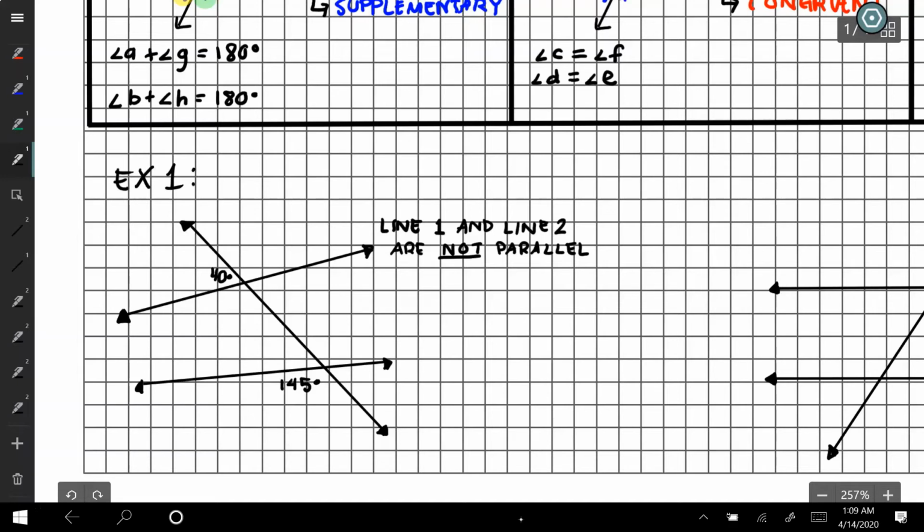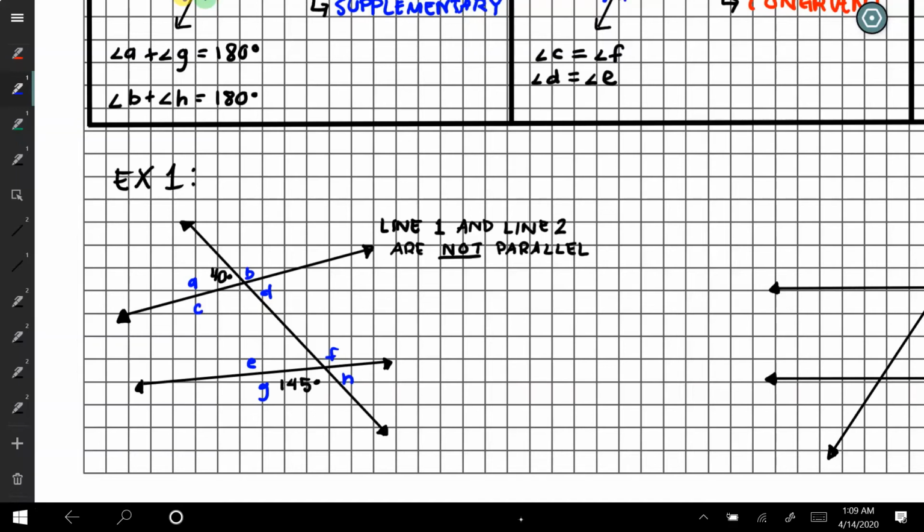Alright, so it tells us that line 1 and line 2 are not parallel, which means we're going to have to use our vertical and linear pairs to solve for the rest of the angles. So let's go through and label these. I have A, B, C, D, E, F, G, and H. Let's move that C over just a little bit. Alright, so I want to solve for the measure of all of these angles, and I can do it just with these two that they already gave me.